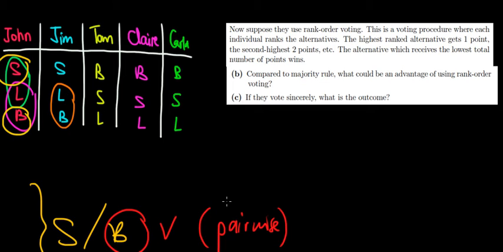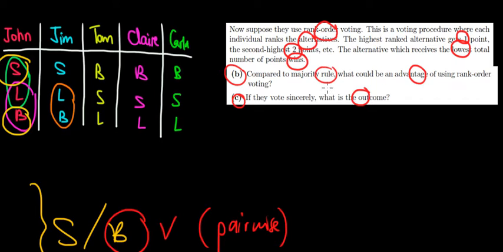Let's have a look at part B and C in this video. Suppose they now use rank order voting, meaning that every individual ranks the alternatives. The highest ranked alternative gets 1 point, the second one 2 points, and so on. The alternative with the lowest total number of points wins. Now in part B, compared to the majority rule that we've been using so far, what is the advantage of using this method? And in part C, what is the outcome?